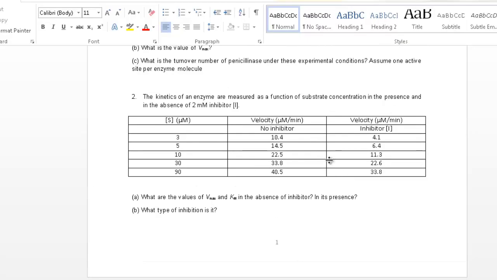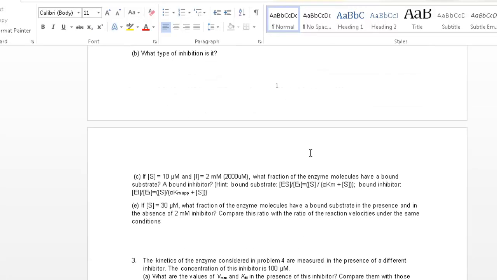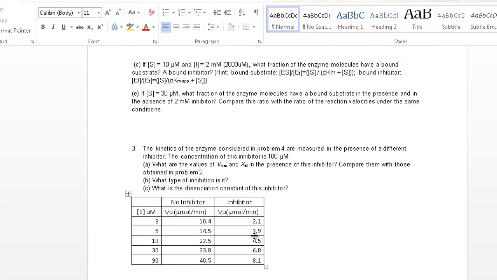If you look at problem number 3 relative to problem number 2, everything is the same in terms of the raw data. The only difference is that the values of the velocity in the presence of the inhibitor are going to be different. Here, instead of 4.1, 6.4, 11.3, we got new values of 2.1, 2.9, 4.5. So the velocity, the turnover, has actually decreased in the presence of this particular type of inhibitor. So we can go through all of this again.